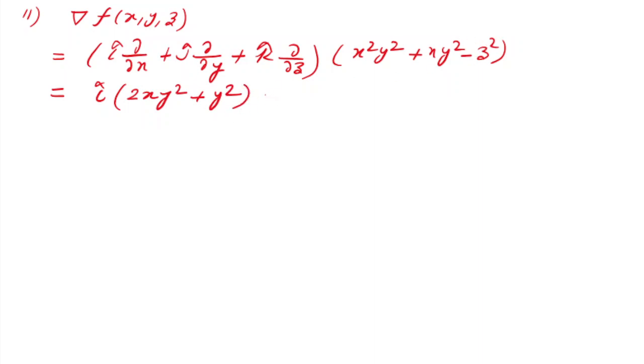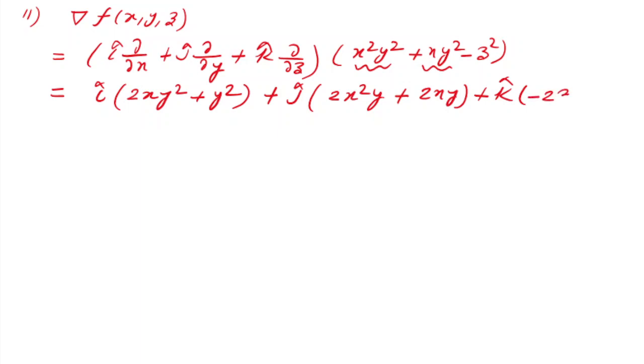So I close this bracket. Then I take j cap, and del by del y of this will give me what? It will give me 2x squared y. Del by del y of x y squared will give me 2xy, and there is no y term, so this will give me 0. And then I take k. So here we note that there is no z term in the first term and second term, so I will just get minus 2z if I differentiate z squared.